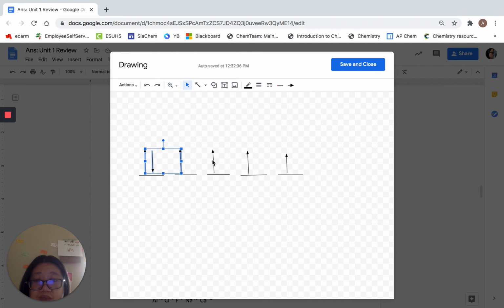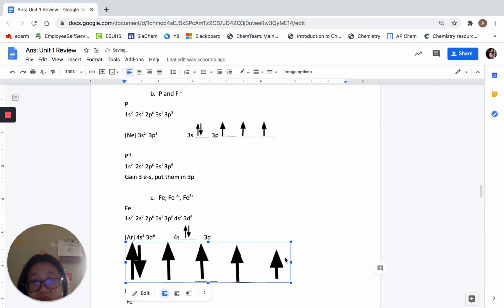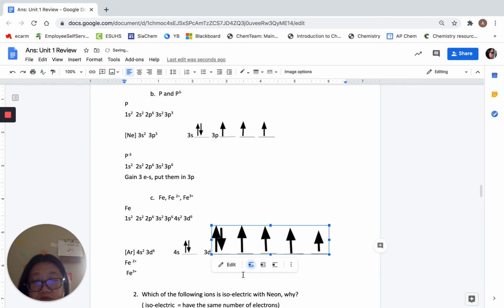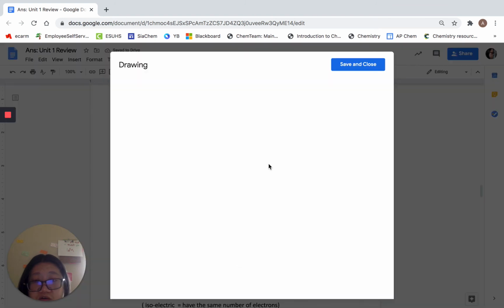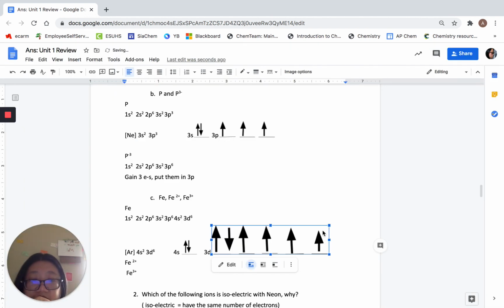I'm going to make them a little bit bolder so you can see. I know these arrows aren't really straight, they're a little bit slanted, but it's okay. I'm going to make them a little taller just so you can see. Okay, these two happen to be too close. That's okay. Let me edit it and move them a little bit apart from each other.